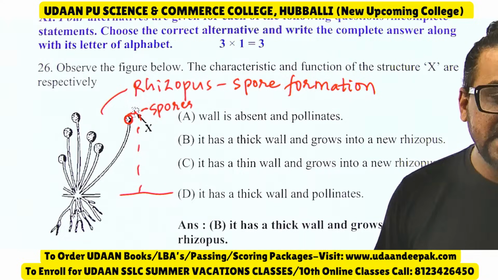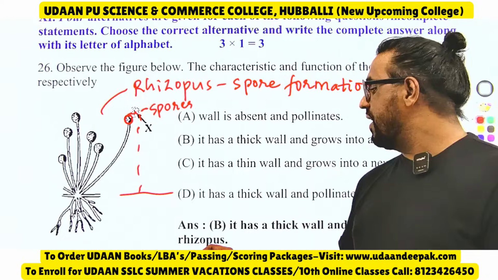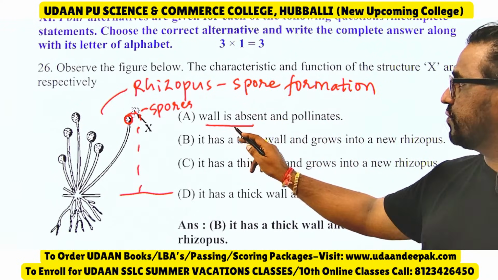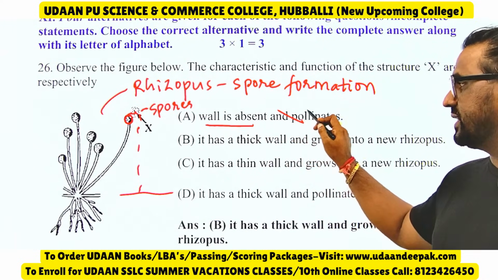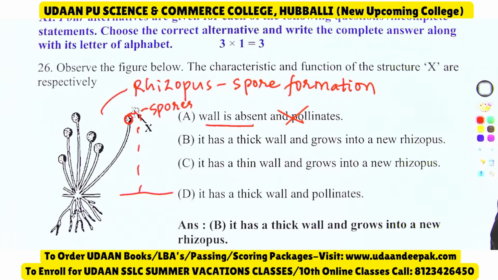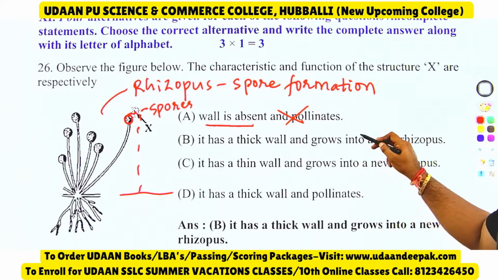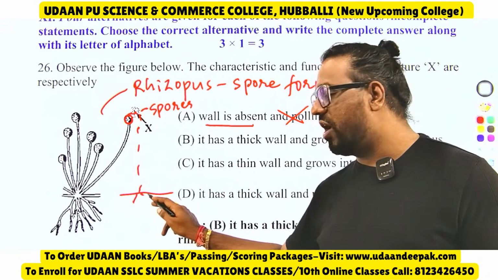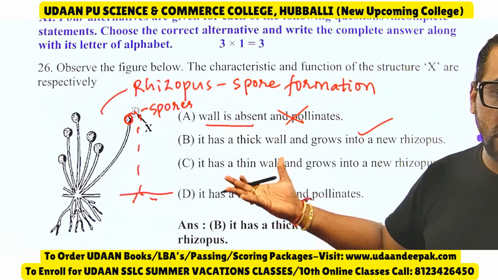Srinidhi, very good. Now you can see here, they are telling the characteristics and function of X. So X is what? Wall is absent and it pollinates. No, it has a thick wall and grows into a new Rhizopus. Very good. When it falls, this thick wall, the spores will fall on the soil, and there it will give rise to a new organism.